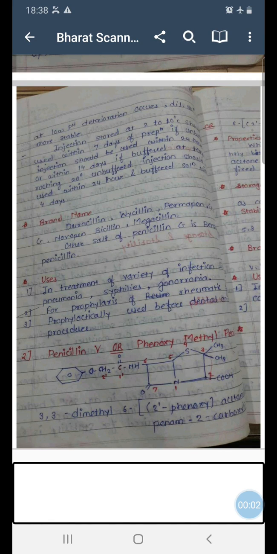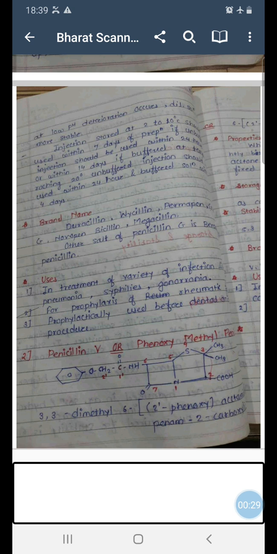Hello students. Last time under pharmaceutical chemistry 2, when we stopped, we were discussing a topic called antibiotics and in that, penicillins. Now we had a discussion on penicillin G. Now the next molecule is penicillin V or phenoxymethylpenicillin.